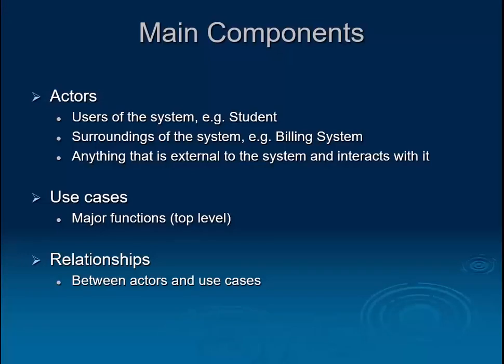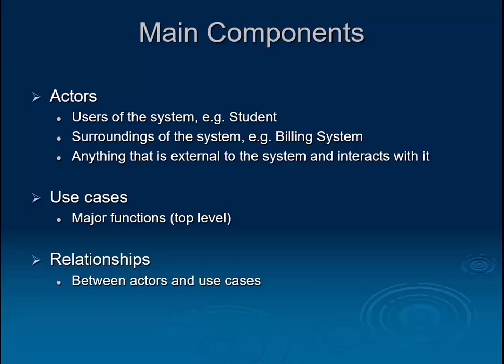The main components of a use case include the actors, the use cases, and the relationships. So there are three main components of the use cases. Actors are actually the users of the system, for example, a student. So a student will lie in the actor category. The surrounding of the system, like a billing system, can also be an actor, because another system operates or interacts with the functionality. So it is anything that is external to the system and interacts with that system. It can be a hardware sensor, or any hardware device.